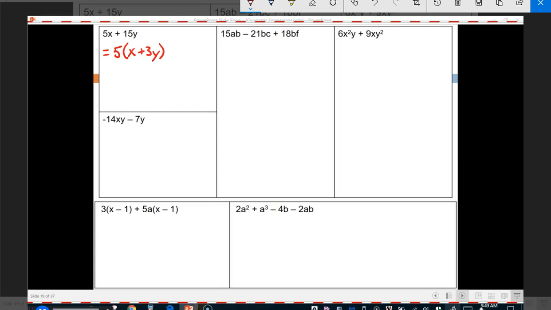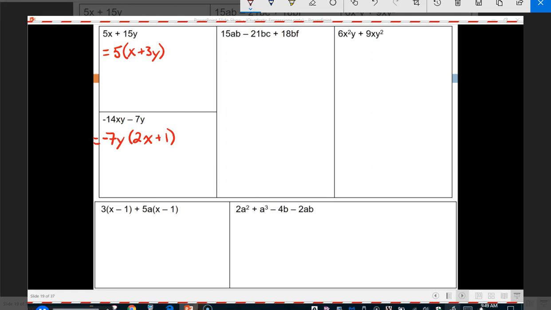Okay, so let's do the next one down here. We have negative 14xy minus 7y. So what number goes into negative 14 and goes into negative 7? Well, negative 7 does. Now guys, technically you don't need to have the negative, but it is better to do the negative since they are both negative. Is there a common letter? Yes, there is. y. So we write that down. Negative 7y times what gives me negative 14xy? Well, that's 2x, because negative 7y times 2x is negative 14xy. Negative 7y times what gives me negative 7y? Well, that is positive 1. Okay, so that's factorized.